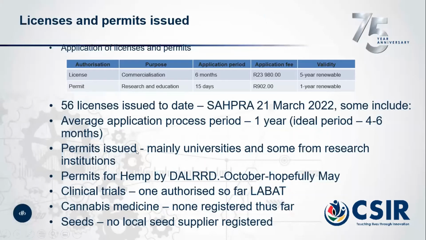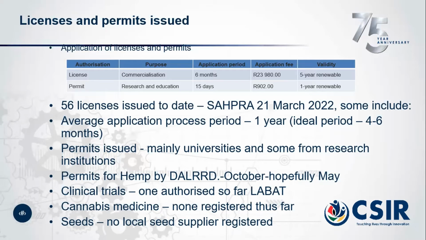This is where we are on licenses and permits. In South Africa now, we have 56 licenses that were issued by SAHPRA as of March 2022. And for the licenses, they take around one year. For some people, it takes longer. But if you have everything in order, it should go through within 4 to 6 months if everything is in place. The license fee is around 23,980. And for the permits, which are issued by SAHPRA, it's now 950. This is the current price as at 2022.